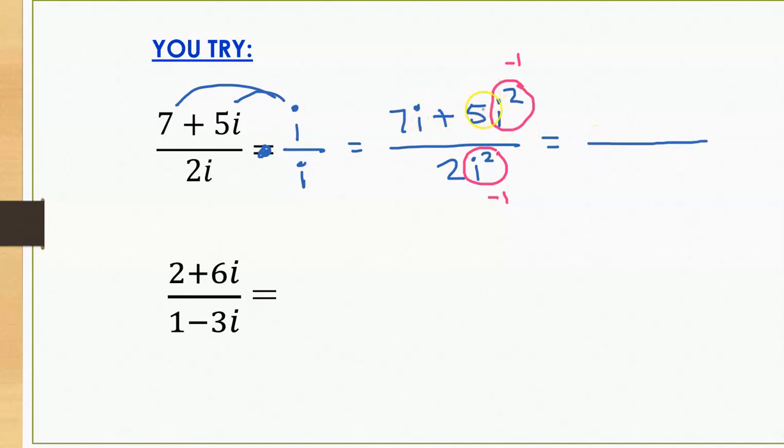Okay, that means that this is really a negative 5, which I will put in the front. So I have negative 5 plus 7i. And in the denominator, we have negative 2, and that's it.